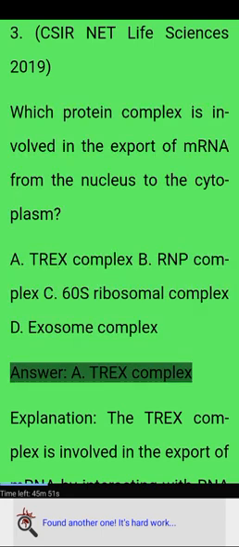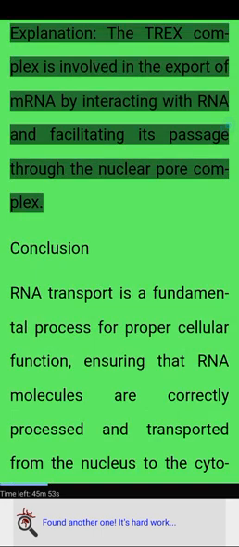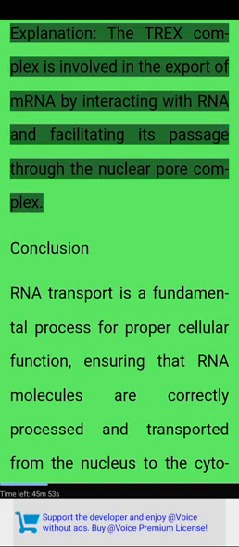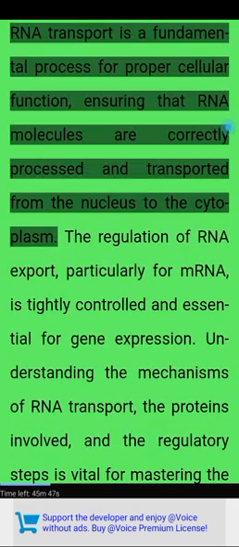Answer: A, TREX complex. Explanation: the TREX complex is involved in the export of mRNA by interacting with RNA and facilitating its passage through the nuclear pore complex. Conclusion: RNA transport is a fundamental process for proper cellular function, ensuring that RNA molecules are correctly processed and transported from the nucleus to the cytoplasm.